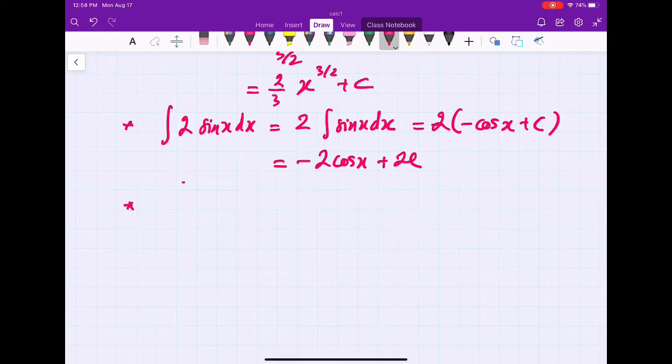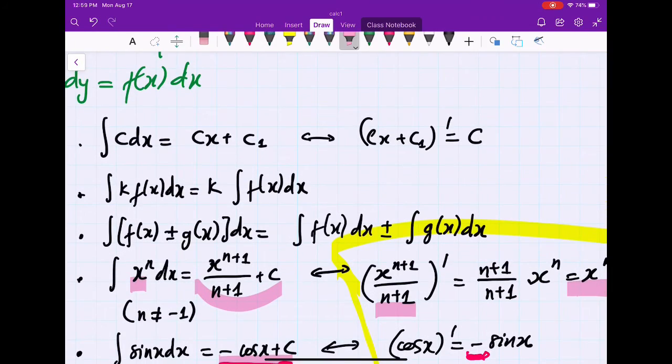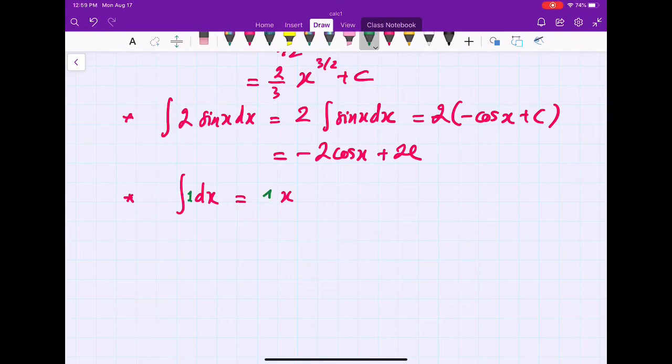So what is this, dx? In this case, you don't see any function, but your integrand is just 1. Don't forget that it's just 1 right here. So this is equal to, according to the formula, 1 times x plus a constant. So that is just x plus c. Okay.